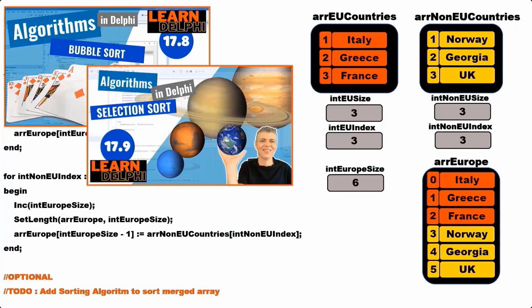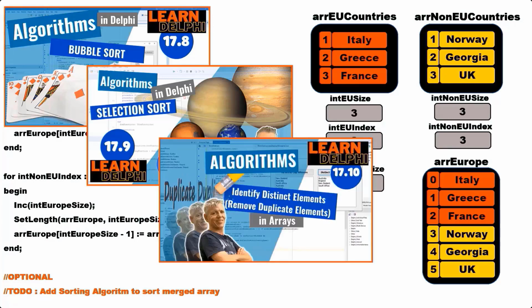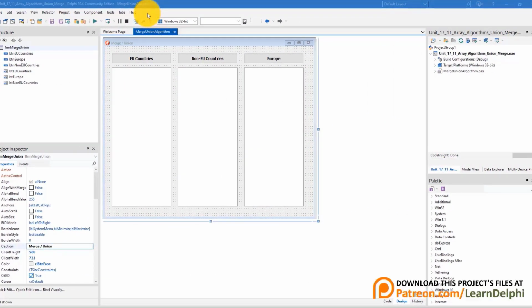Sometimes you may also have duplicate elements after merging 2 or more arrays. If it is a requirement to remove duplicates, you can also add the remove duplicates algorithm to your code. I also explained how to remove duplicate elements from an array in lesson 17.10. Now let's do this in a project.